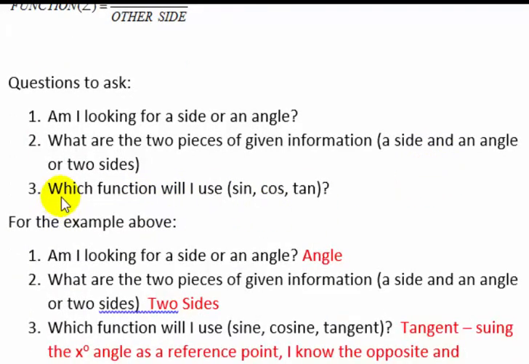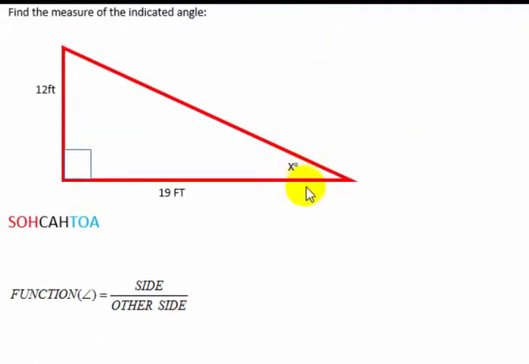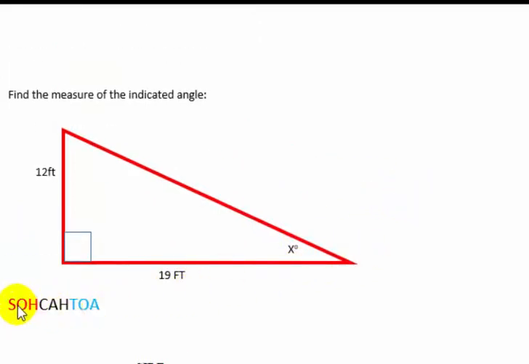And now, one of the toughest questions for kids is which function will I use, sine, cosine, or tangent? Well, if we're talking about the angle x degrees here, and we use this as a reference point, the sides that we know are the opposite side and the adjacent side. We don't know the hypotenuse. So we're going to use a function that involves the opposite side and the adjacent side. If we look at SOHCAHTOA, it's not sine, that's opposite and hypotenuse. It's not cosine, that's adjacent and hypotenuse. It is tangent.